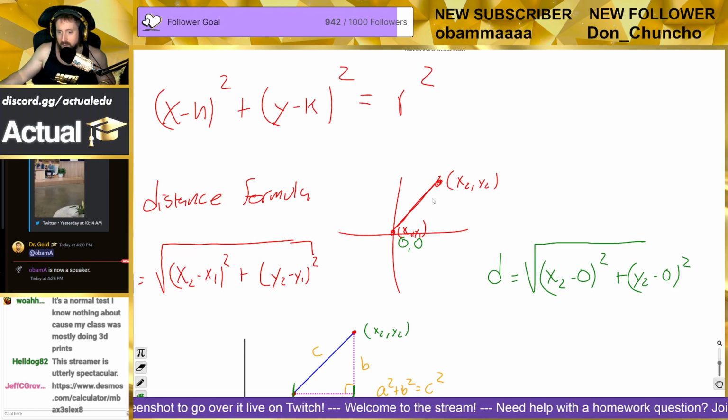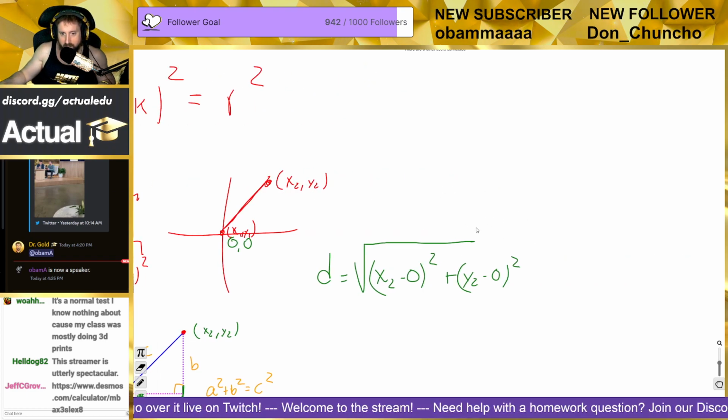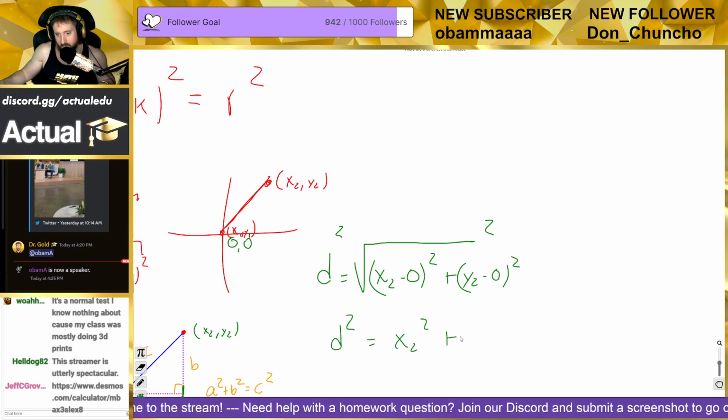Now let's square both sides, and I get that d squared is equal to x2 squared plus y2 squared. So for an x coordinate and a y coordinate, squaring them and adding them together gets me the distance squared.